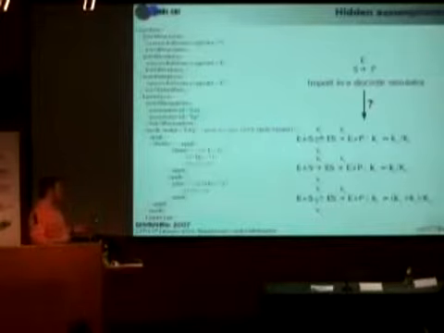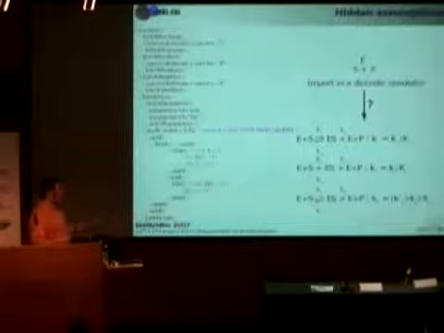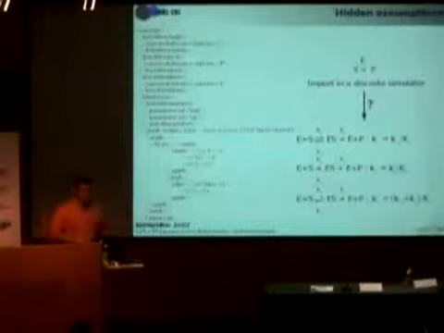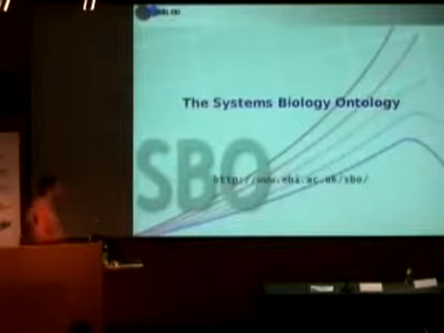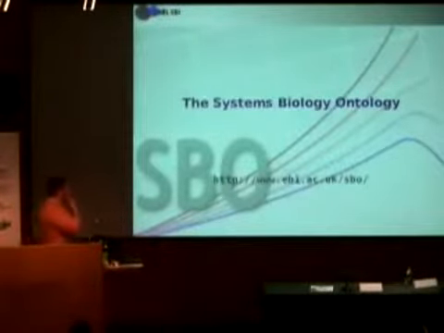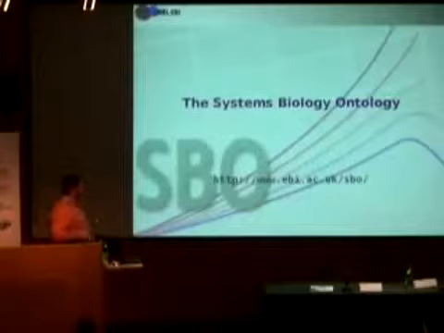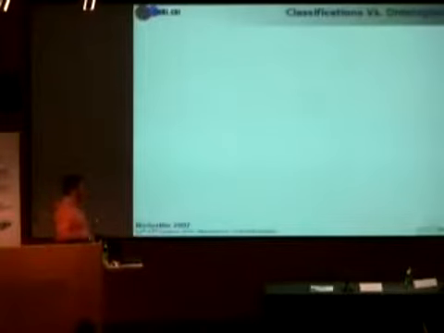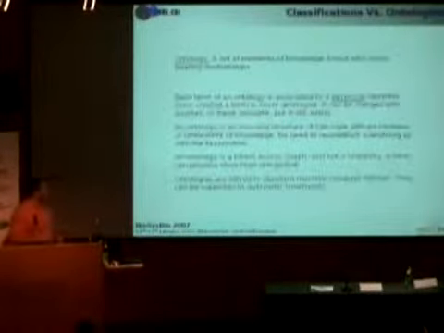But how can I do that? Because the value of this parameter, K1, is different according to the formalism. So just giving the math is not enough. You have to give something more to precise the thought of the modeler. So one effort to add annotation is called the Systems Biology Ontology. A quick word on ontology.